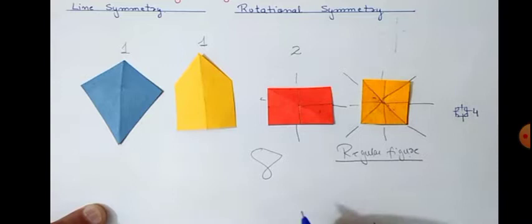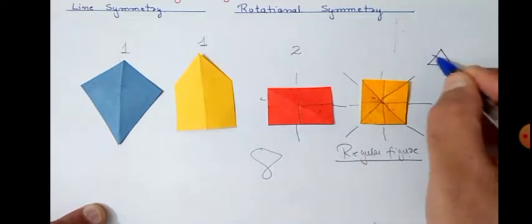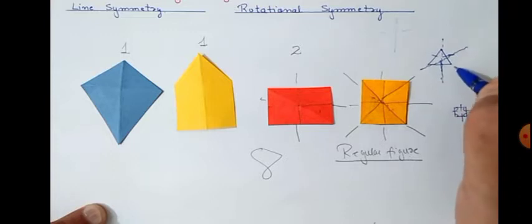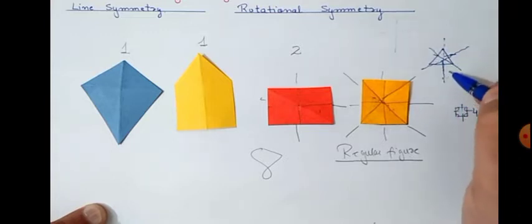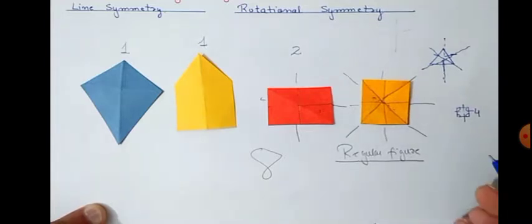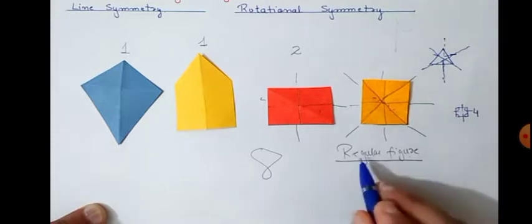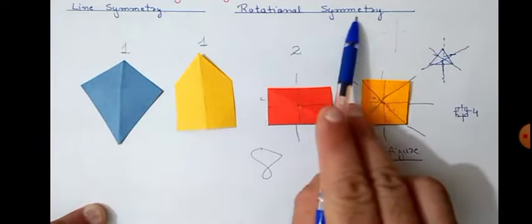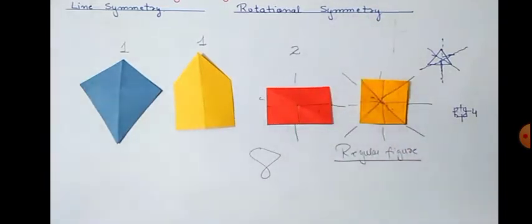A regular figure has lines of symmetry depending upon the number of sides. A square has four lines of symmetry. An equilateral triangle also has three lines of symmetry because it is also a regular figure. So for a regular hexagon, pentagon, octagon, it depends upon the sides. The number of sides equals the number of lines of symmetry. So now, I think line of symmetry is complete.